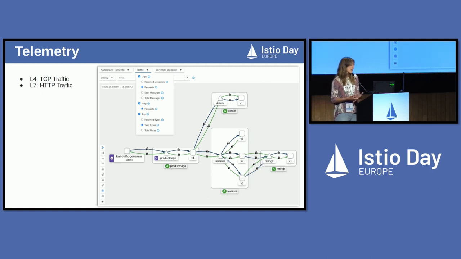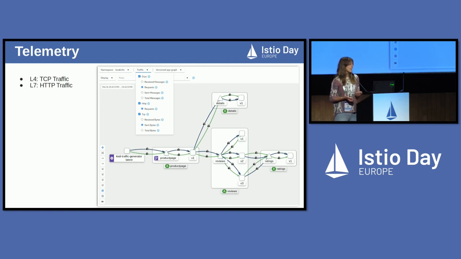This is a graph page again, and this is to show you how the telemetry is going to change the way we see the graph in ambient. Before, when we are not in an ambient mesh, we see the edges showing the actual protocol of the request. For example, a green edge is an HTTP request, and a blue edge is a TCP request.